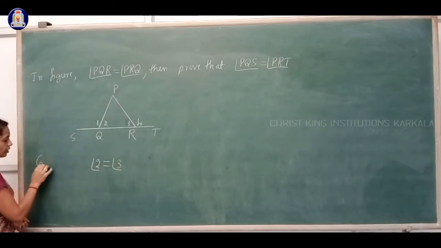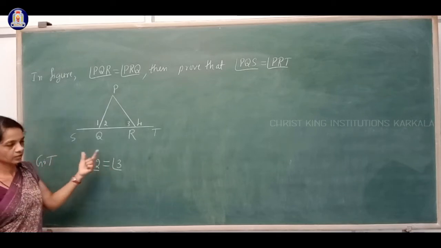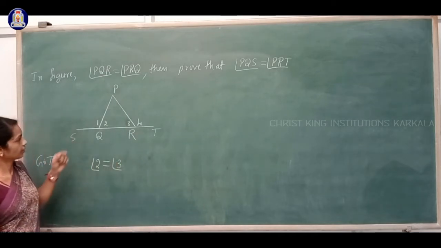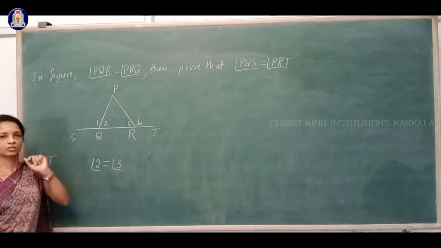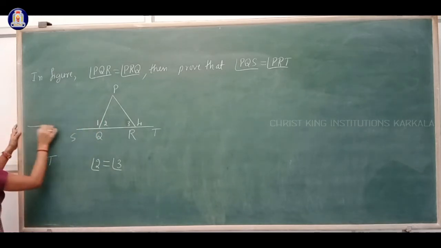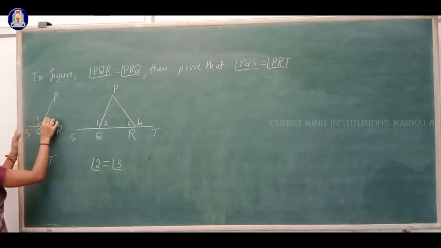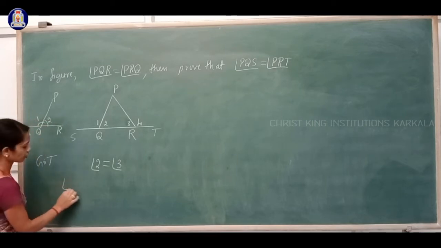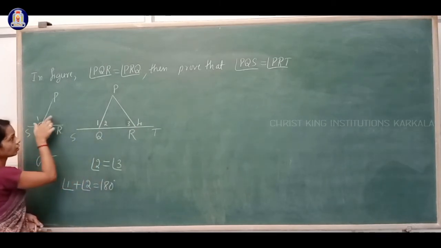So we start with that. Given that angle 2 is equal to angle 3, and what we can use here is the straight line concept. The total angle on one side of a straight line must be equal to 180 degrees. Here you see part of the figure like this. You have this SR, that is a straight line, and here you have angle 1 and here you have angle 2. So the total of these two angles must be equal to how much? That must be equal to 180 degrees.